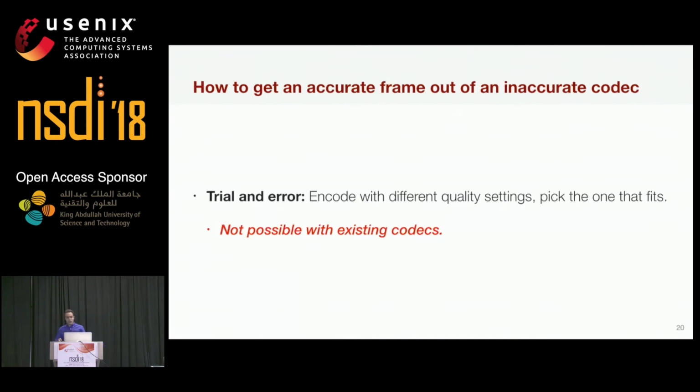One solution to this problem can be trial and error. Imagine that you want to buy shoes online, but you're not sure about the size. What you can do is order multiple sizes, try them on, pick the one that fits the best, and return the others. So what if we encode a single frame with different qualities, and after we learn the frame sizes, we just pick the one that fits the network the best? It sounds good, but unfortunately, it's not possible with the existing codecs. I'm going to tell you why in just a minute.